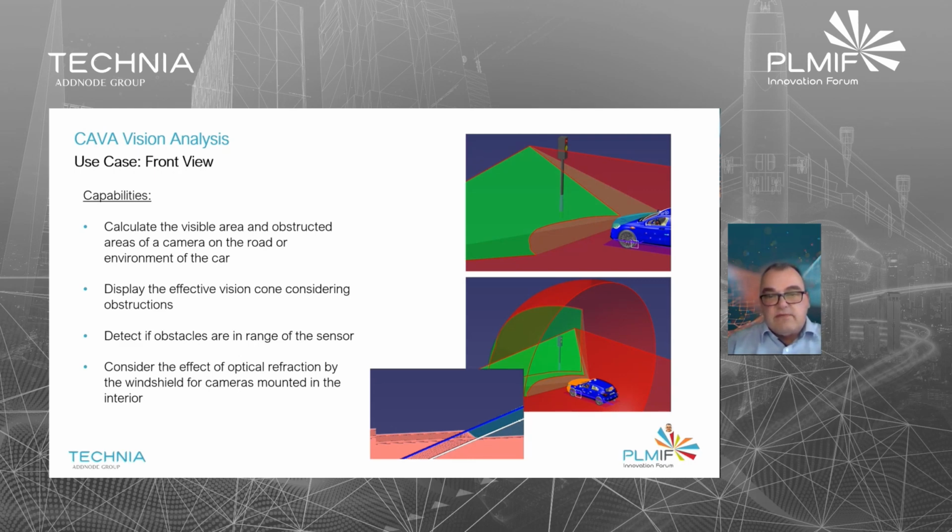You can also easily see if any object of interest is in the vision cone. For example, if you'd like to see if the traffic light is within the range of the sensor, this can be enabled as well in the analysis, and you get a clear indication if it's visible or not. The analysis itself is very precise. Even for cameras that are mounted behind the windshield, we simulate the refraction through the windshield, which has a small but noticeable effect on where the first point, for example, the first point on the road is visible.